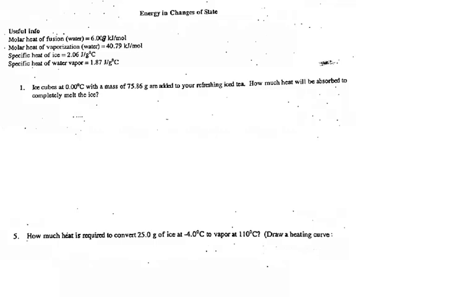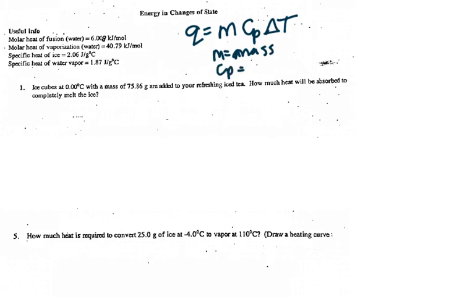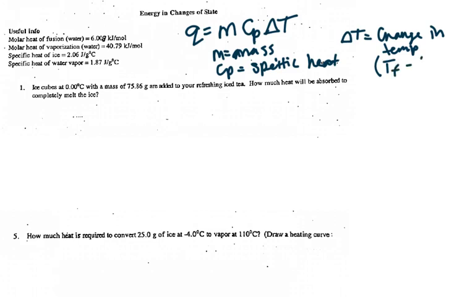The equation we're using here is Q equals mCp delta T. So m equals the mass, Cp equals the specific heat. Sometimes you'll see this as a lowercase c, which is fine. Delta T is change in temperature. The delta means change, so when we do change in temperature, that's temperature final minus temperature initial. And then Q is heat.